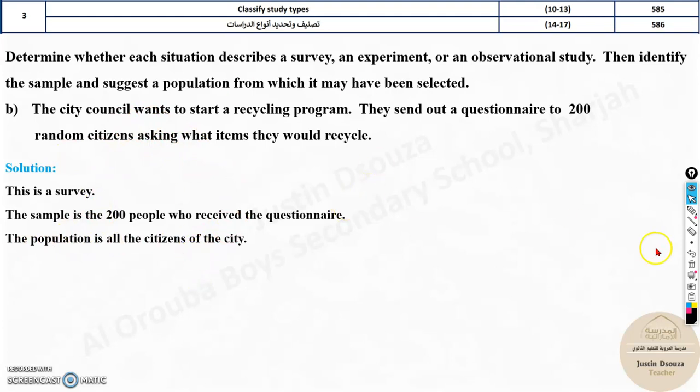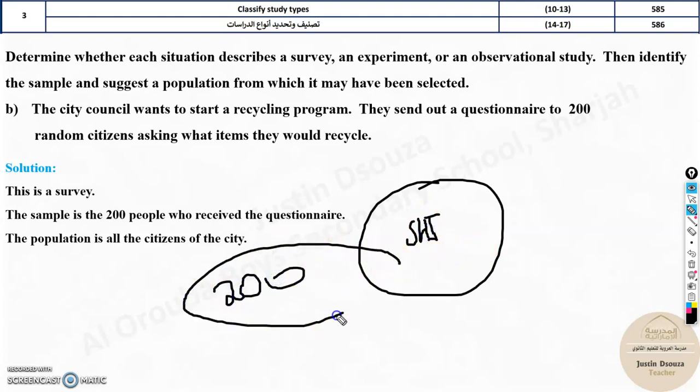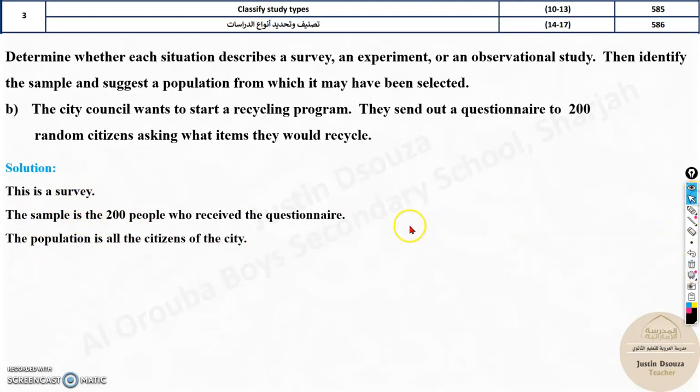Among all, now imagine from Sharjah, 200 people are randomly selected, any 200. The entire Sharjah, so only 200 are selected. That is the sample. 200 are selected, one small part. But the entire Sharjah was the potential population. So the 200 selected are the sample, and the entire Sharjah is the population. This is a survey.